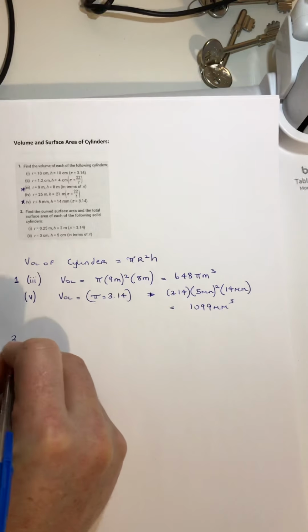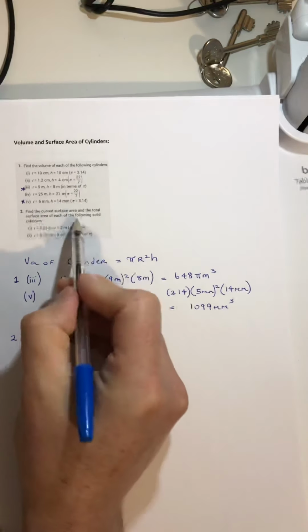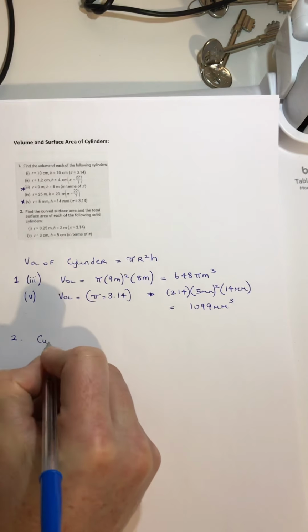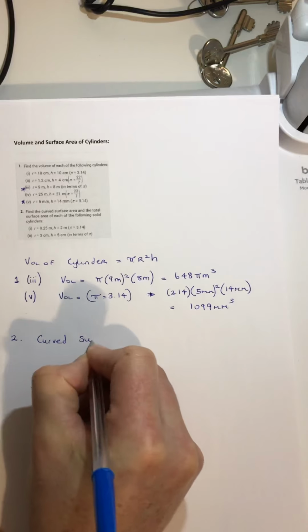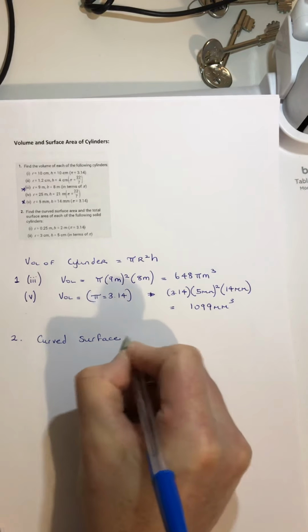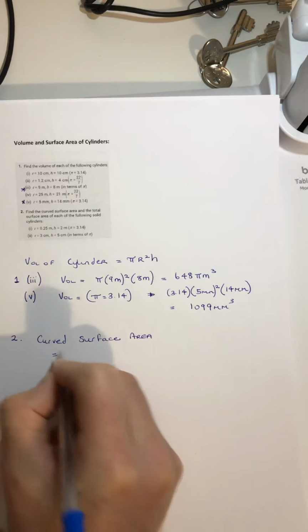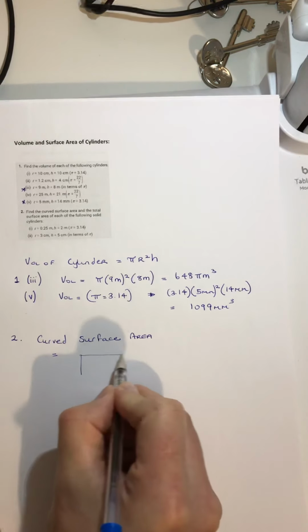And then in question 2, we want to find the curved surface area and the total surface area. So the curved surface area is the bit around the outside of the tin. So the curved surface area will be looking like a rectangle.